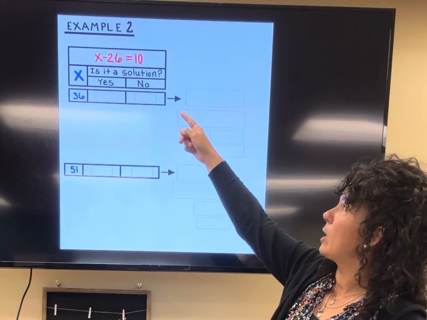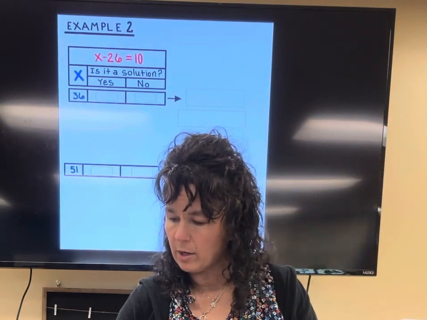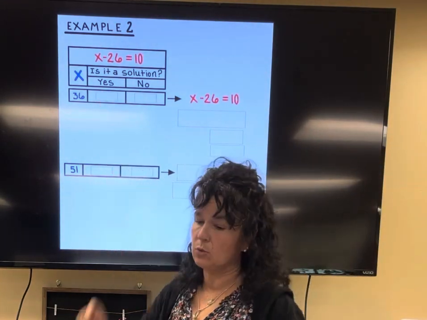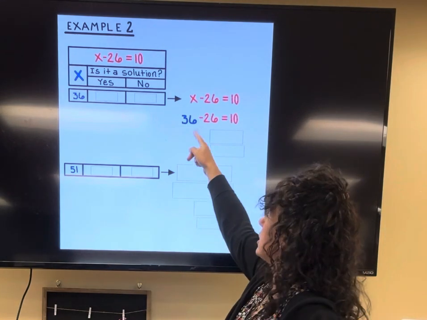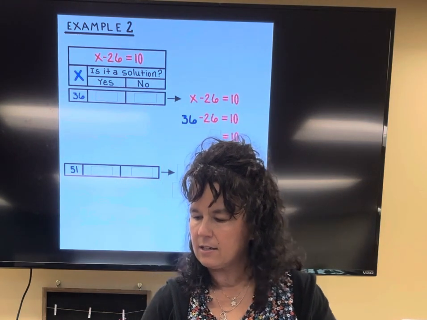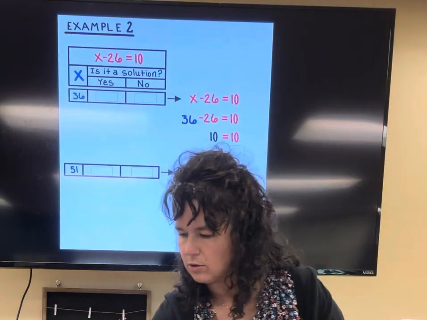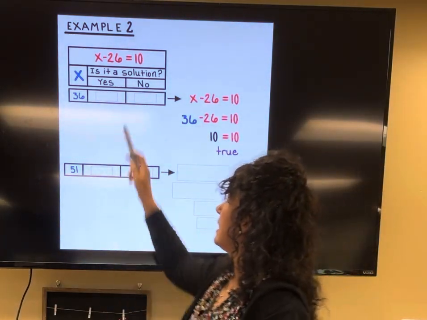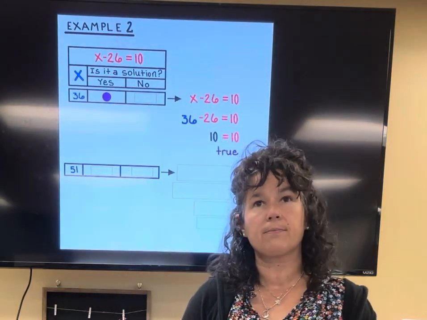So this time my equation is x minus 26 equals 10. So I wanna start off with that equation, but this time I'm gonna replace the x with the number 36. And if I make that substitution and simplify, 36 minus 26 is 10. So 10 is equal to 10, that's true. So I'm gonna come up here in my table and indicate that yes, the number 36 is a solution.